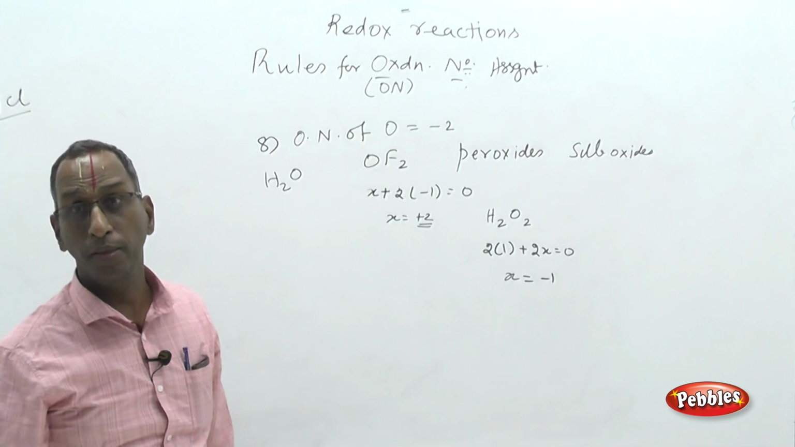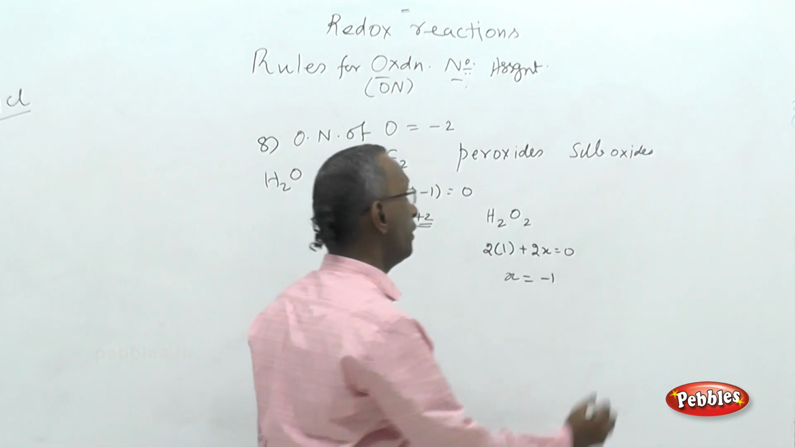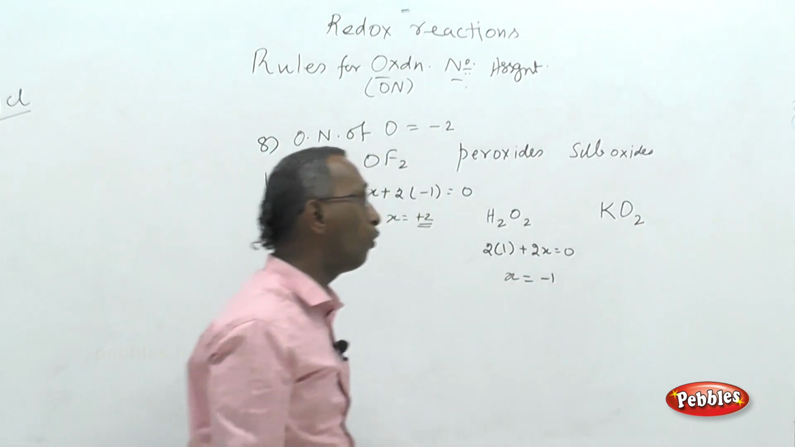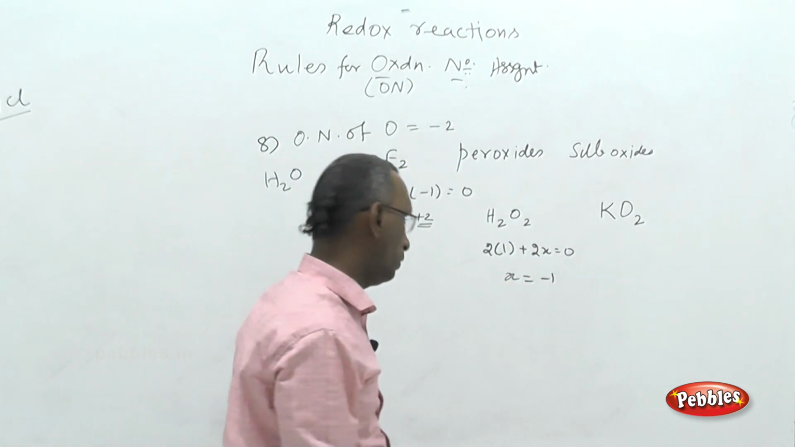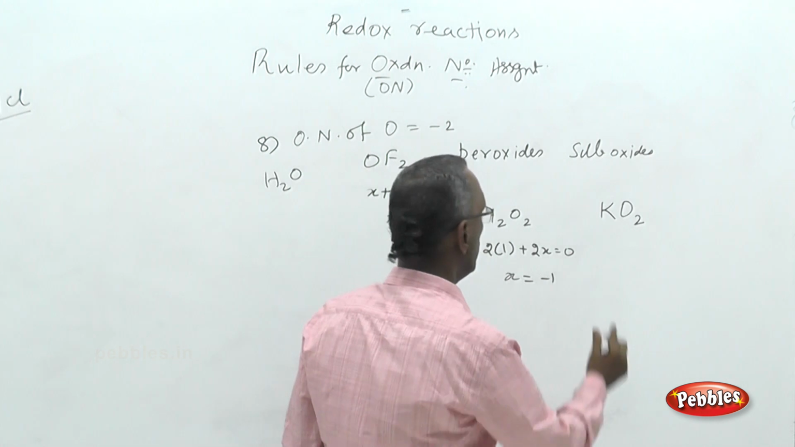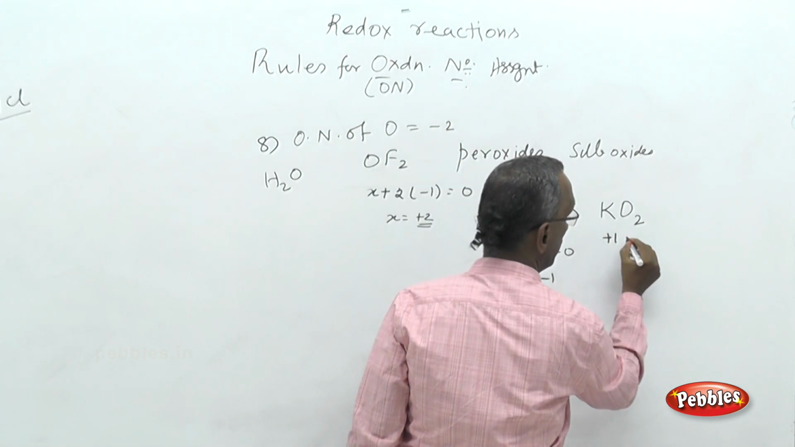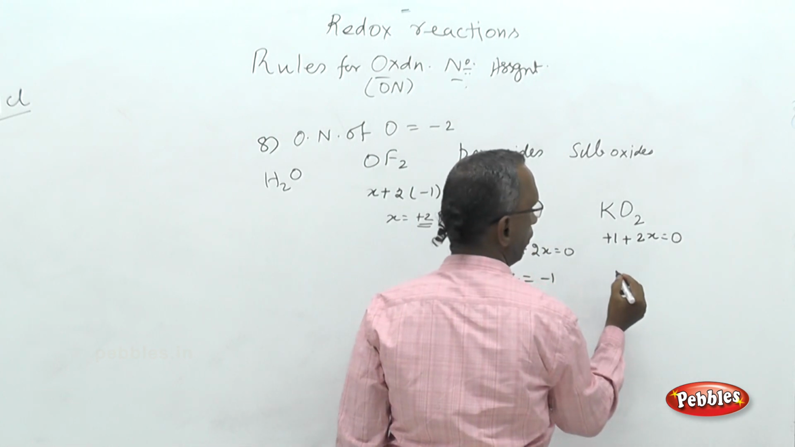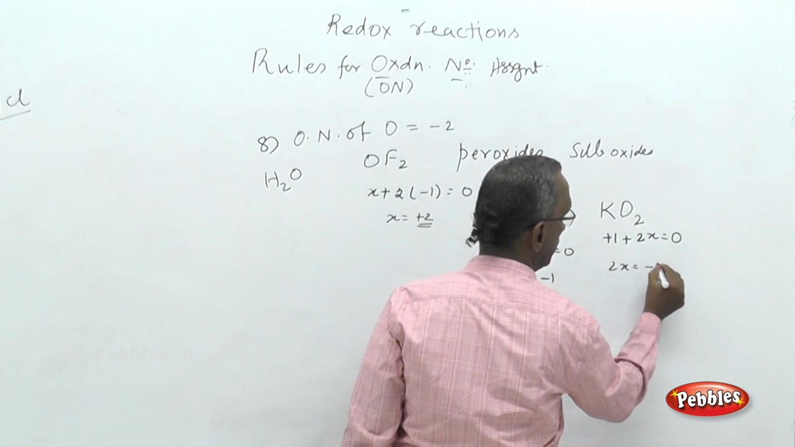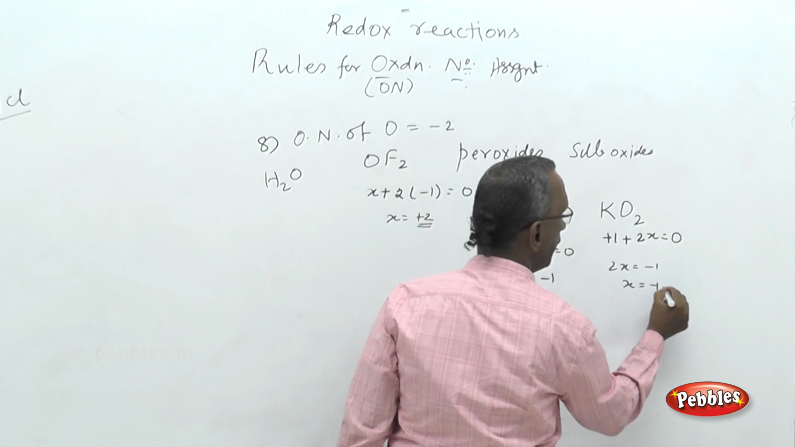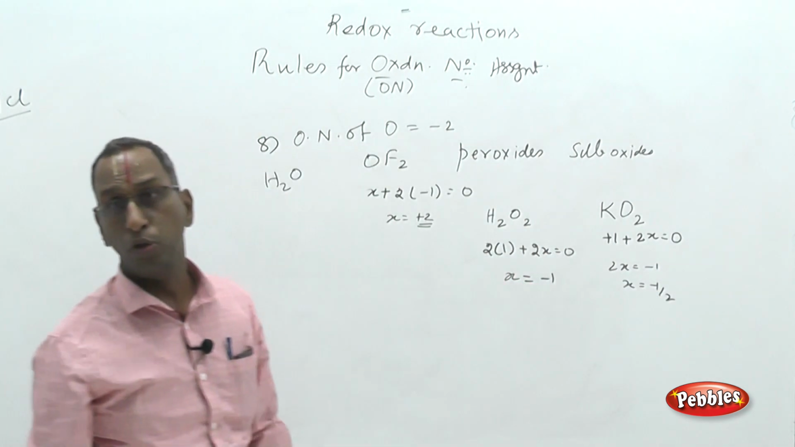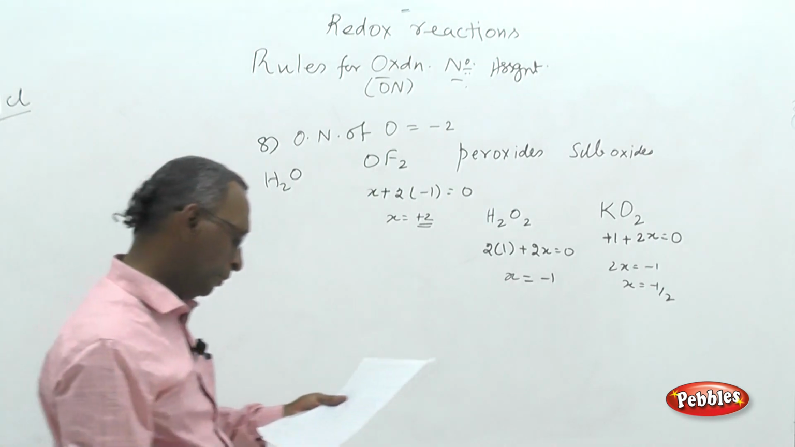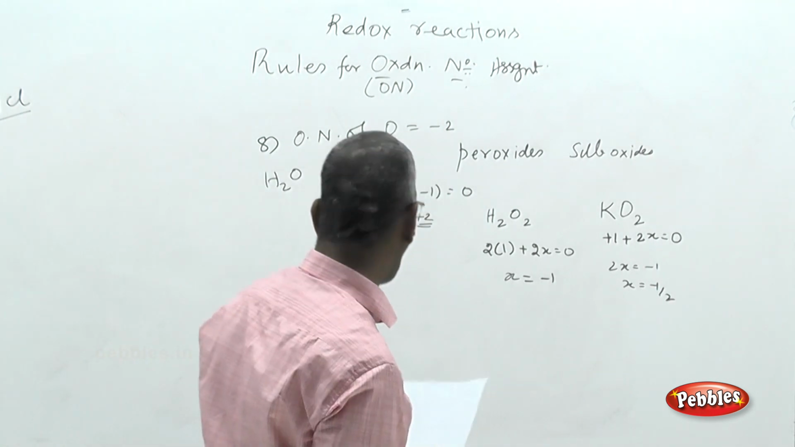Here oxygen takes the oxidation state suboxide. There is a type of oxide called KO2. In this KO2, K is plus 1, so plus 1 plus 2X equals 0, 2X equals minus 1, X equals minus 1 by 2. So the oxidation state is negative but of lower value. That is why it is called a suboxide.